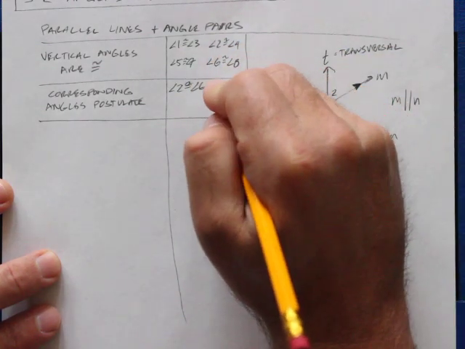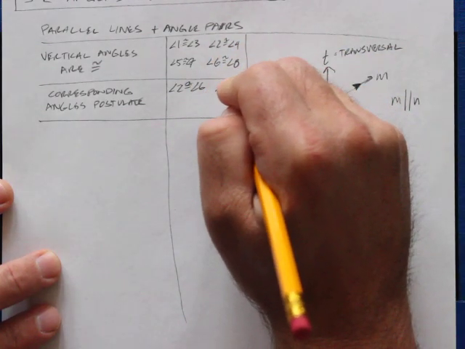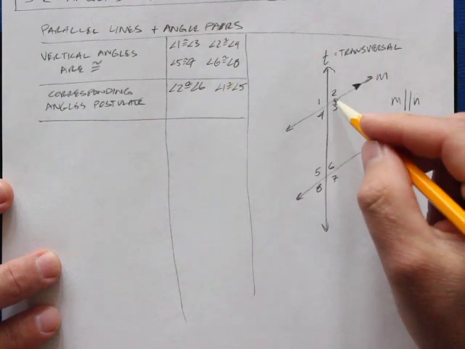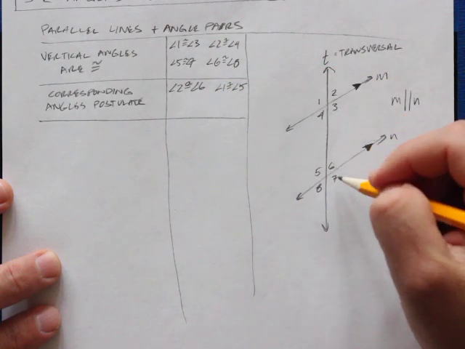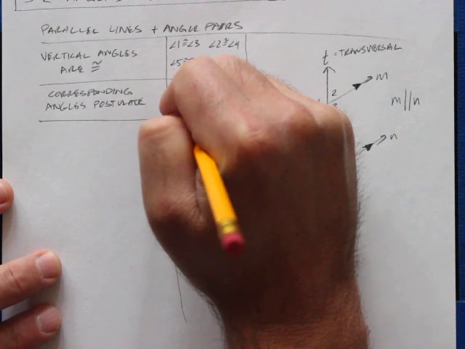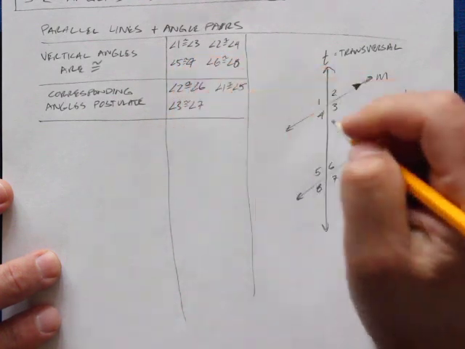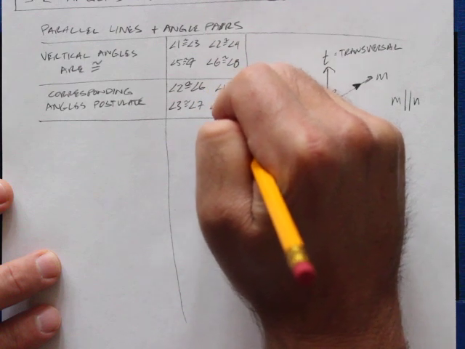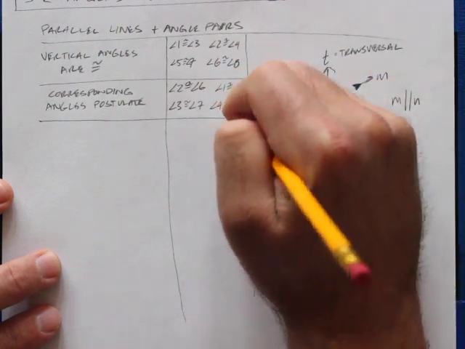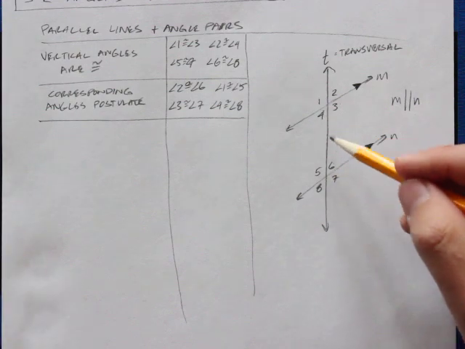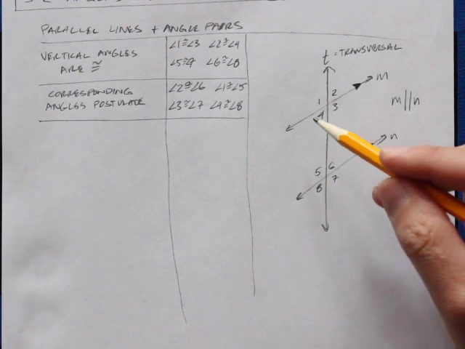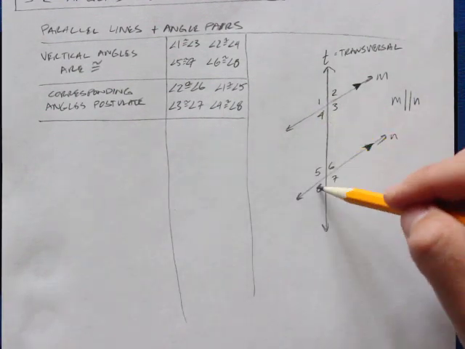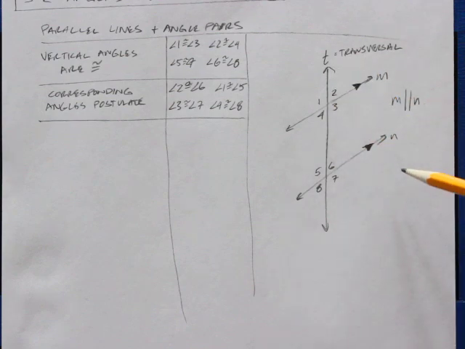1 and 5 are congruent. 3 and 7 are congruent. And 4 and 8, sorry, not 4 and 6, 4 and 8. 4 and 6 are congruent, but that's a different postulate. Corresponding angles are congruent in this situation.